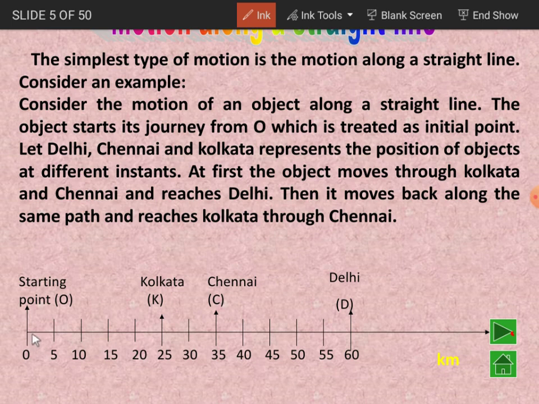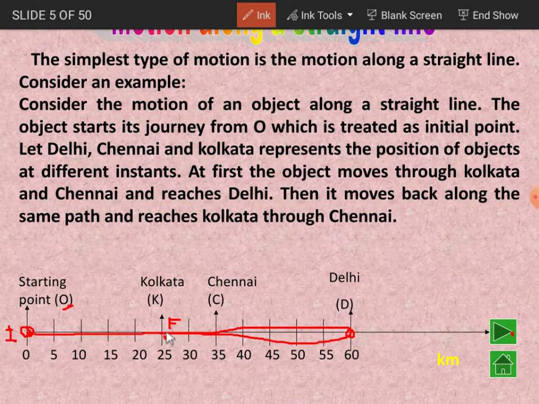Now let the object start from O. This O is the starting position. The object moves along this path, reaching Kolkata, which is at 25 kilometer, then Chennai, then Delhi. The object reaches Delhi here. Now, without stopping, this is not the final position. It comes from the starting point O and reaches Delhi, and it returns back again up to Kolkata, passing through Chennai. So this starting point we call the initial position, and the final point we call the final position or terminal position. Got it? So initial position, final position.